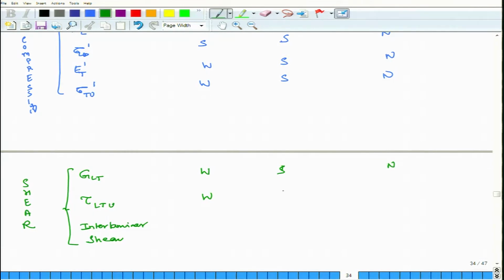For shear strength, weak role of fiber, strong role of matrix and a strong role of interface, because if the interface is not strong, then everything will slide over each other. And finally interlaminar shear, which is the shear strength between two layers, here the fiber role is actually negligible, matrix strong and interface strong.